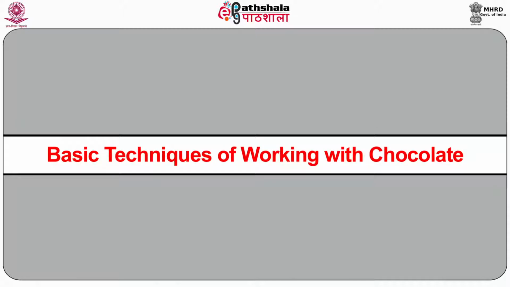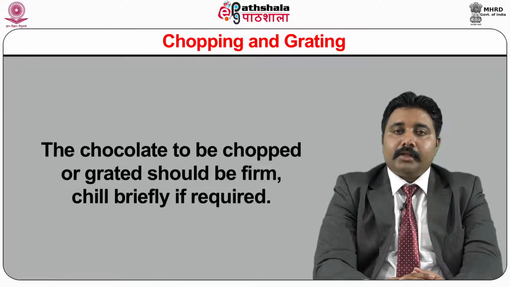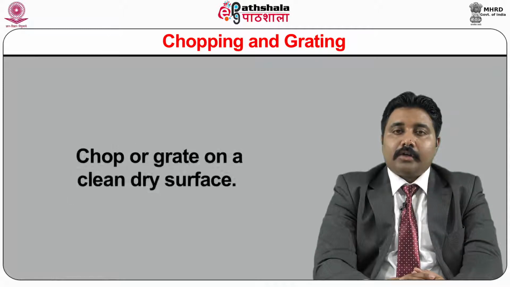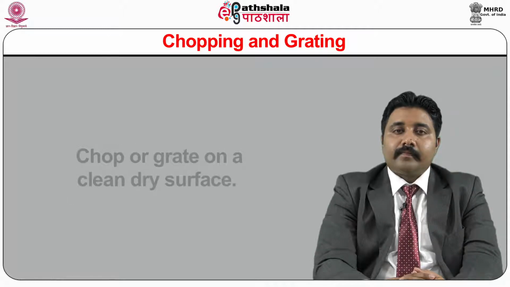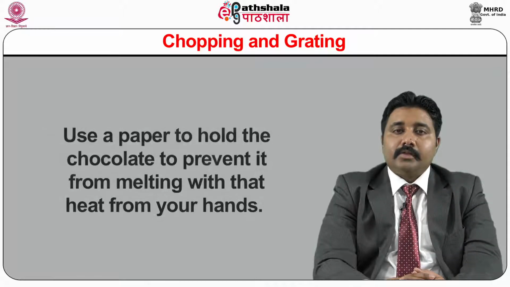Basic techniques of working with chocolate. Chopping and grating: the chocolate to be chopped or grated should be firm. Chill briefly if required. Chop or grate on a clean, dry surface. Try to handle the chocolate as little as possible with your hands. Use a paper to hold the chocolate to prevent it from melting with the heat from your hands. Use a knife that has a large sharp blade and use the broad end, not the tip. Cut the chocolate into even-sized pieces.